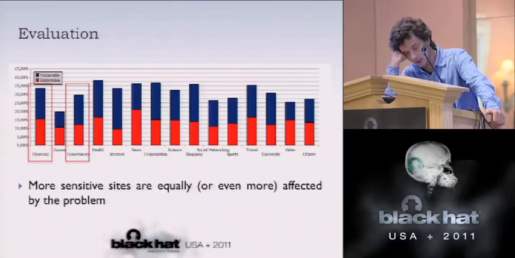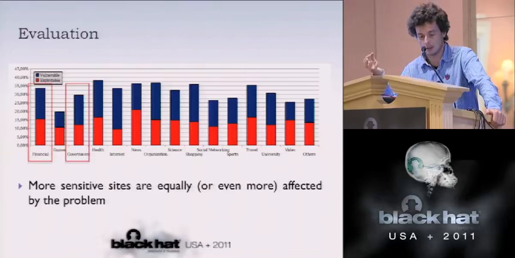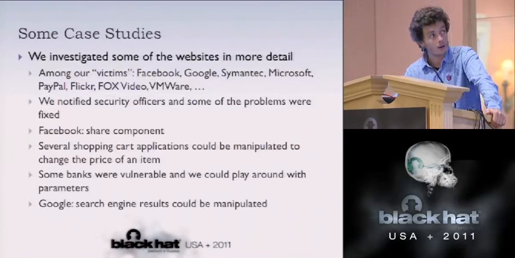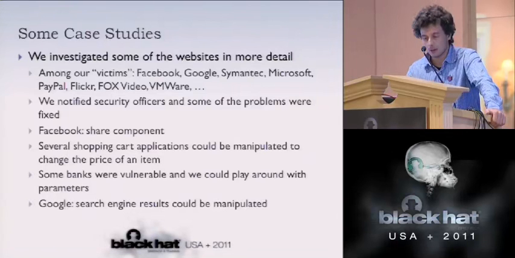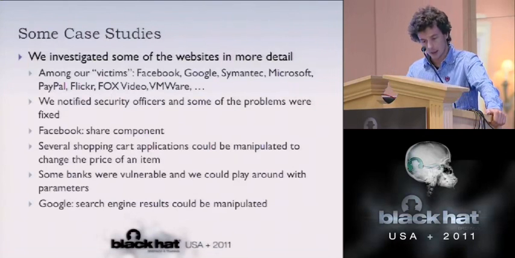What is interesting is that sites that are more sensitive, or that should care more about security, such as the financial sites and the government ones, are actually equally or even more affected by the problem. That's why we found a problem in a lot of famous sites, such as PayPal, Google, Symantec, Microsoft, Facebook, Flickr, Fox Video, VMware, and so on. I personally notified the security officers of these sites, and in most of the cases, they were thankful for the report.